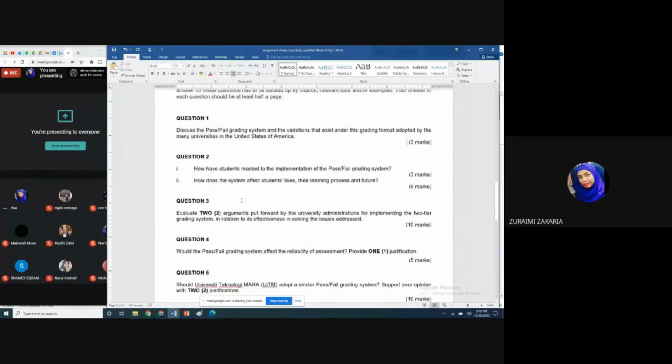Ada soalan tak? Tak ada, teruskan. Tak ada soalan untuk soalan 1 ya, maka saya teruskan. Question 2, how have students reacted to the implementations of the pass-fail grading system?